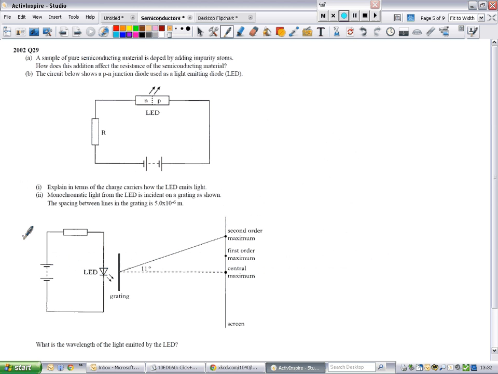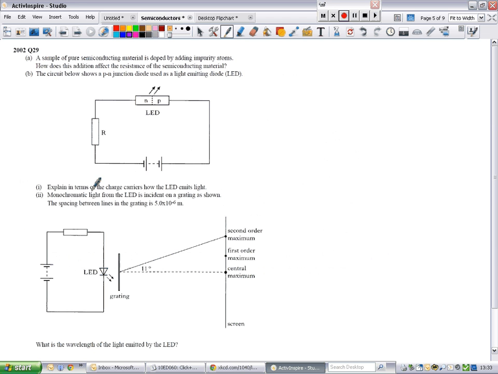A sample of pure semiconducting material is doped with impurity atoms, like I was talking about at the start. How does this addition affect the resistance of the semiconducting material? Well, it reduces the resistance. So it basically allows current to flow through where it wouldn't have been able to flow through before. So it's a reduction in resistance, like I was explaining at the start.